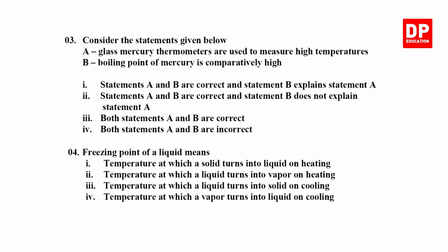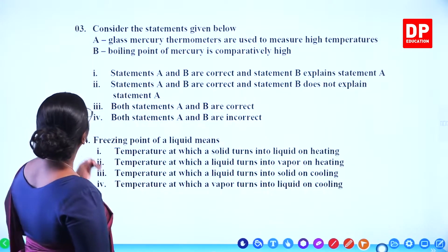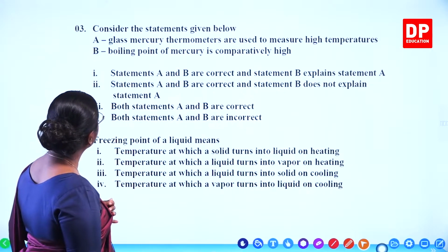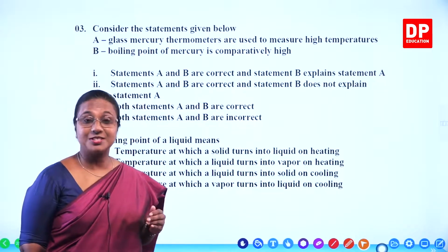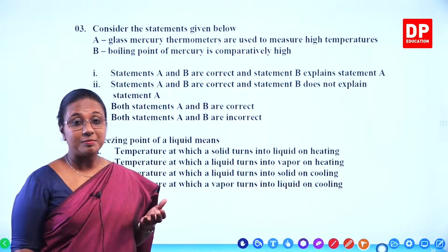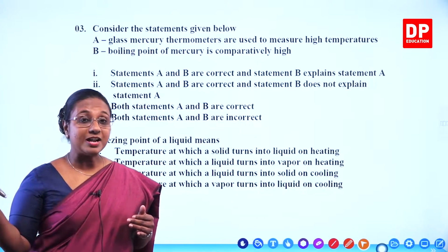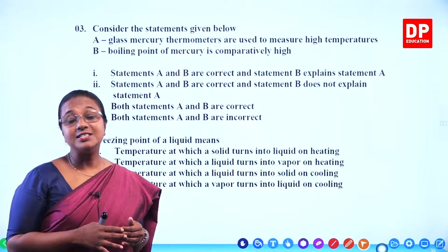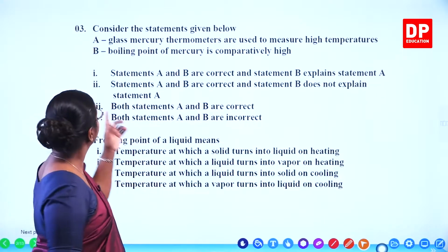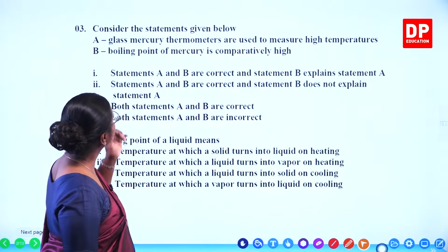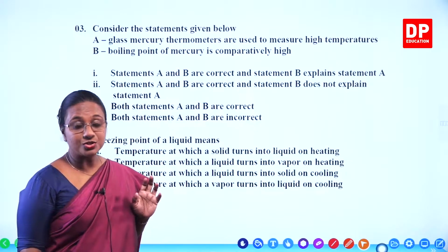The third question. Consider the statements given below. The first statement, statement A, glass mercury thermometers are used to measure high temperatures. That is correct. You all can remember the boiling point of mercury is somewhat high, above 350 degrees Celsius. So, we can use it to measure very high temperatures. And the statement B, boiling point of mercury is comparatively high. So, that is also correct.